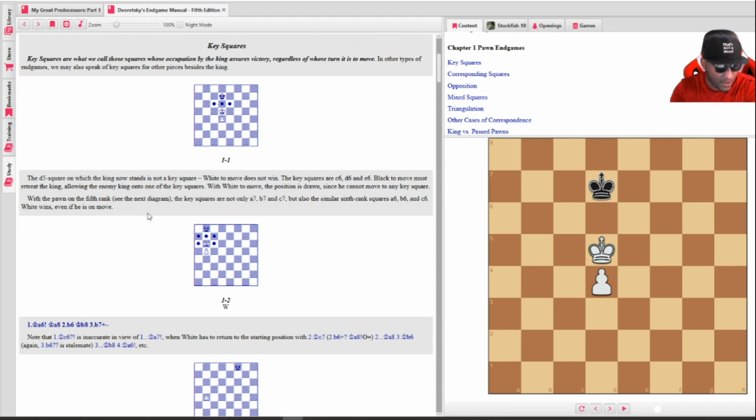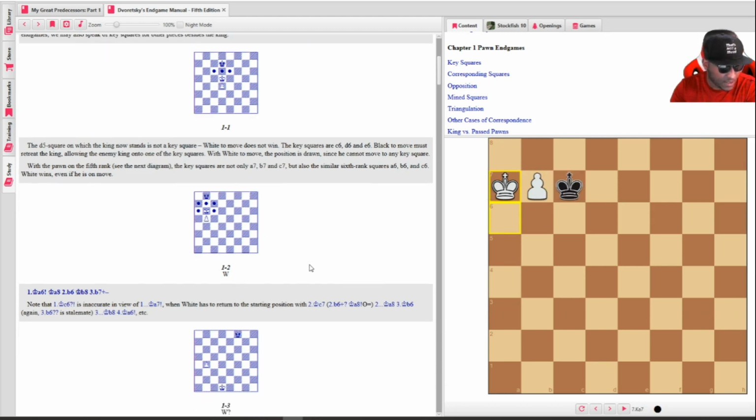With the pawn on the 5th rank, see the next diagram, the key squares are not only a7, b7, and c7, but the similar 6th rank squares of a6, b6, and c6. White wins, even if he is on the move. And it's this way usually. King here, they get opposition, and then we push, and then we go through, and then we queen. That's the usual way. And actually, it shows it right here too.